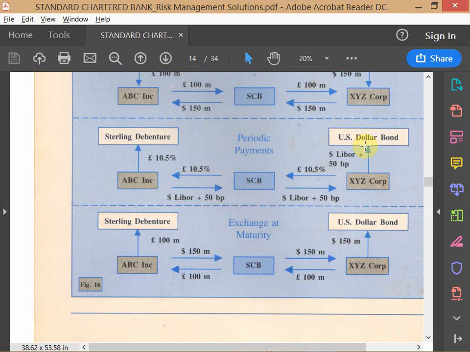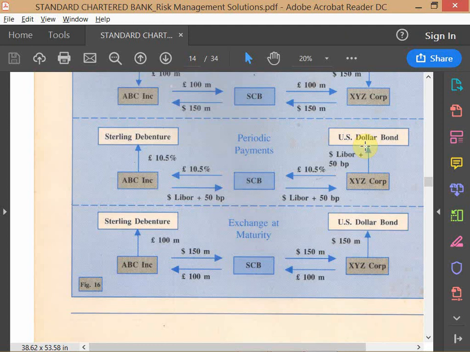Now of course, XYZ would like it to be just that and not have to pay anything, but then Stanchard is not going to agree to that because it's a swap. So they also have to pay something. Okay. So they have borrowed money, so they have to pay something. And what do they want to pay? They want to pay fixed rate sterling. So they will tell Stanchard: you give me a swap where I am receiving US dollar LIBOR plus 50 BP on the floating leg and I am paying fixed rate sterling. Now you tell me how much fixed rate sterling you want me to pay.